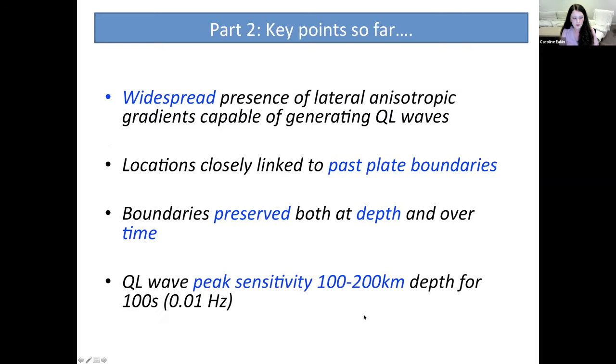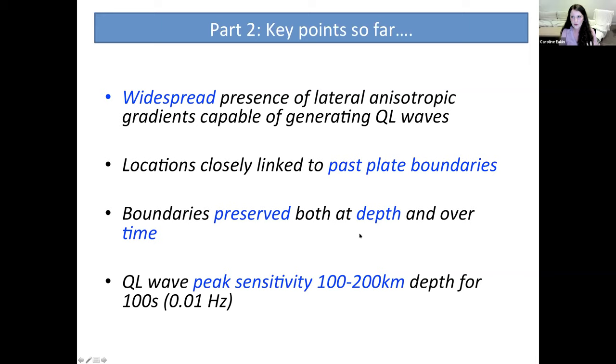So key points so far, we detected a widespread presence of lateral anisotropic gradients beneath and surrounding Australia that are capable of generating these quasi-love waves. The locations seem closely linked to past plate boundaries or suture zones. And it means that these boundaries must be preserved both at depth and over time in order to still see them in the anisotropy.